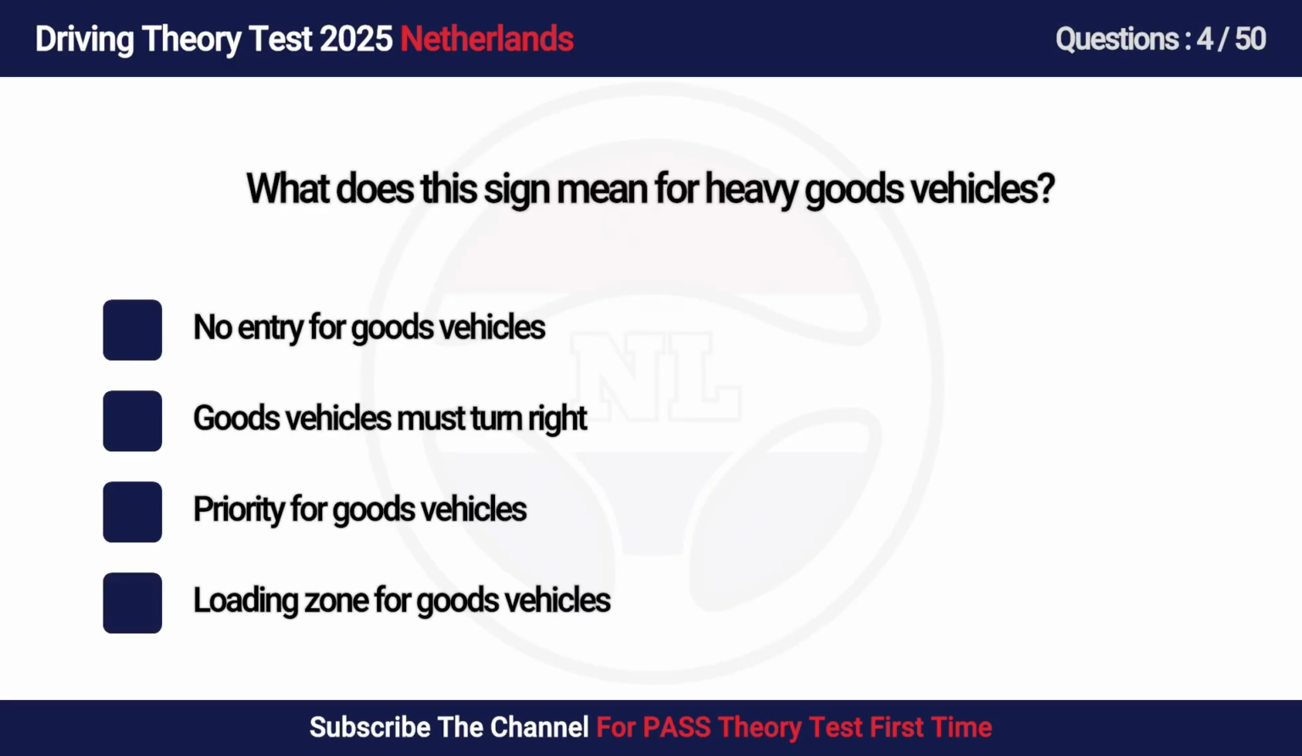Question 4. What does this sign mean for heavy goods vehicles? A. No entry for goods vehicles. B. Goods vehicles must turn right. C. Priority for goods vehicles. D. Loading zone for goods vehicles.